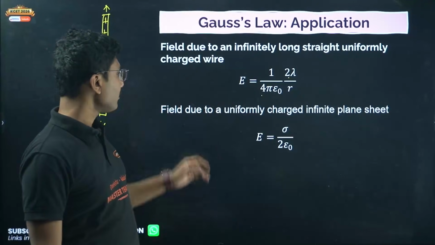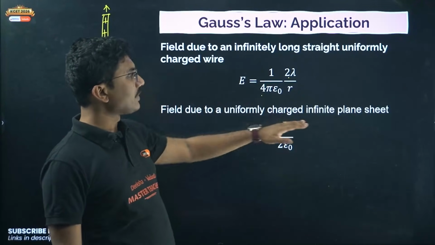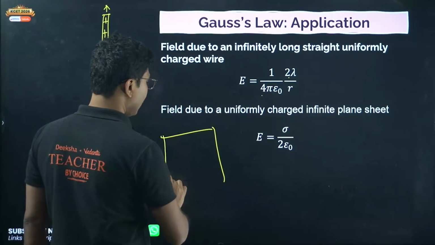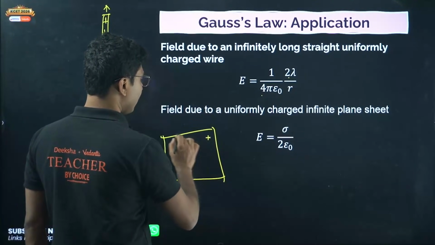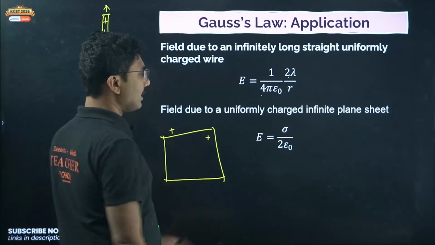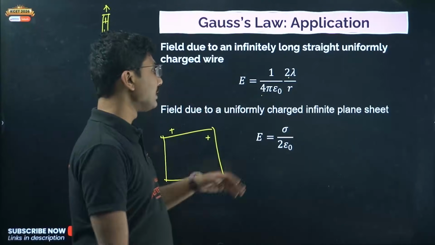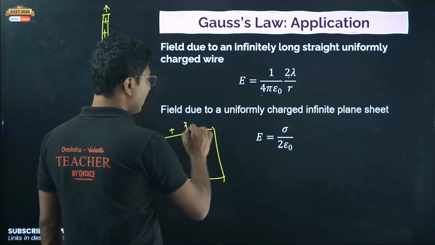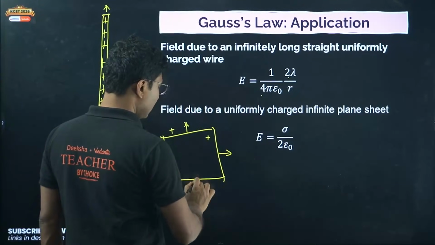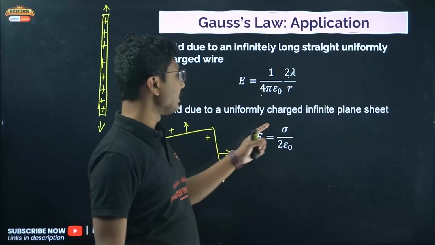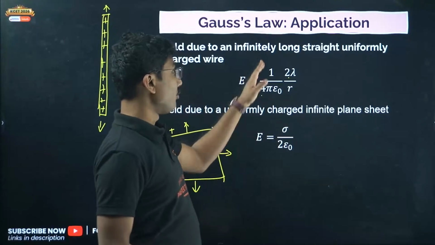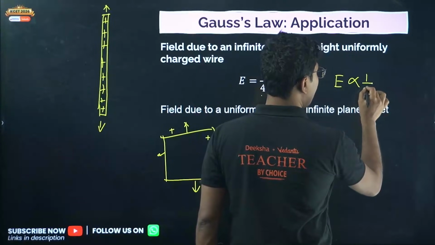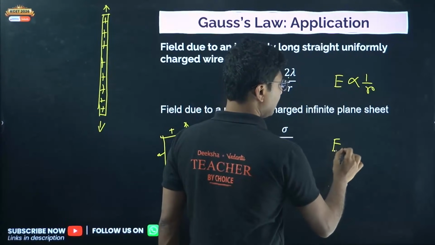Field due to a uniformly charged infinite plane sheet: if you consider an infinite plane charge sheet, where the charges are located on both sides, then the electric field is constant and it is given by sigma by 2 epsilon naught. It is an infinite sheet extended in all directions, and again the electric field is constant, given by sigma by 2 epsilon naught. Obviously, for a long straight wire the electric field is proportional to 1 upon R, and for the sheet the electric field is constant.